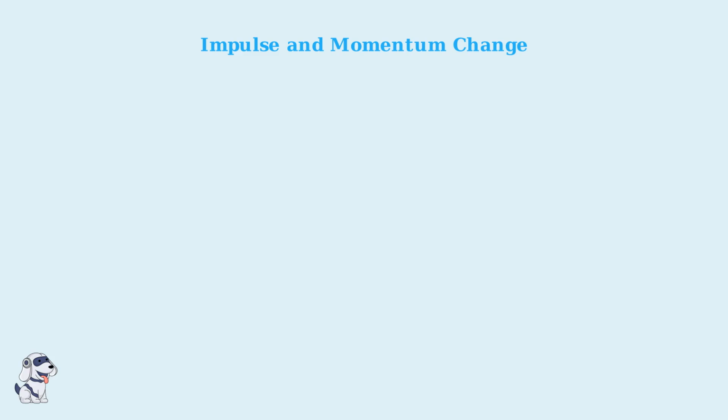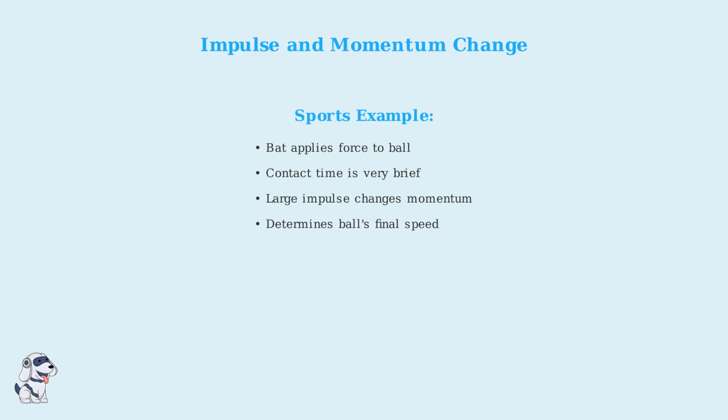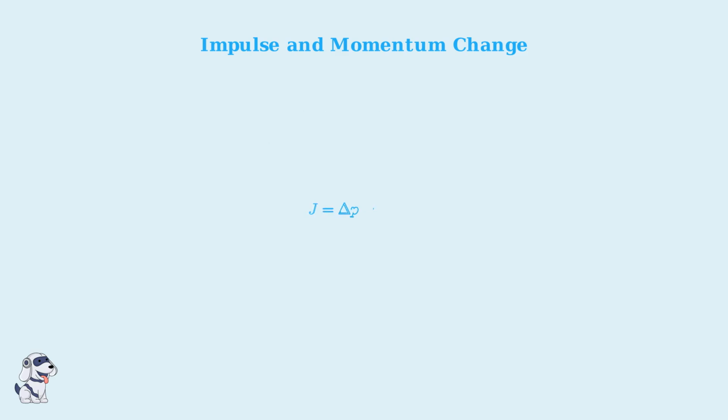When a bat hits a baseball, the force and contact time determine how the ball's momentum changes. Understanding impulse helps us analyze and predict the outcomes of collisions and impacts in both everyday life and engineering applications. Remember the key relationship. Impulse equals the change in momentum, which gives us powerful tools for analyzing motion and forces.